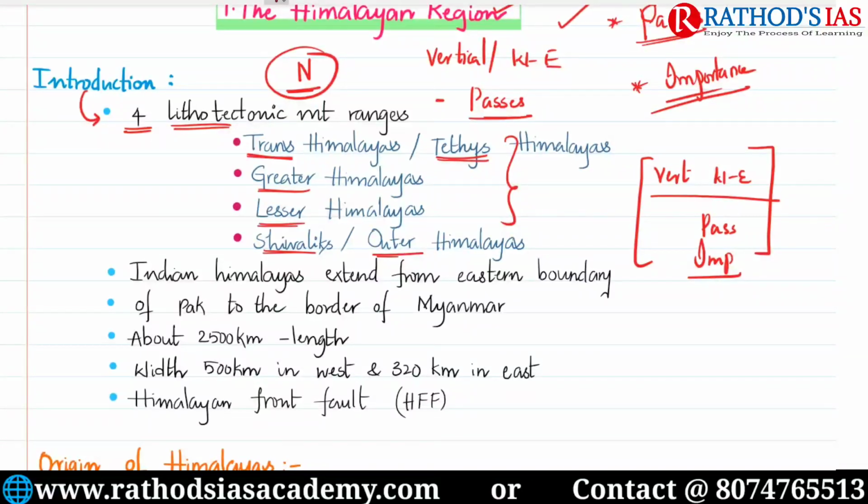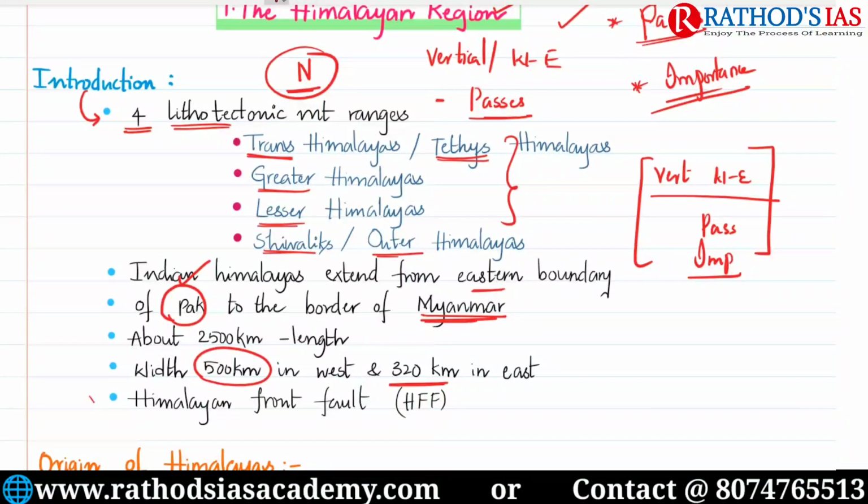If you are talking about the Indian Himalayas, they extend from the eastern boundary of Pakistan to the border of Myanmar. So from Pakistan till Myanmar, we can see the Indian Himalayas located. The approximate length of the Himalayas is about 2500 kilometers, and the width is 500 kilometers in the west towards 320 kilometers in the east. So this is one more thing.